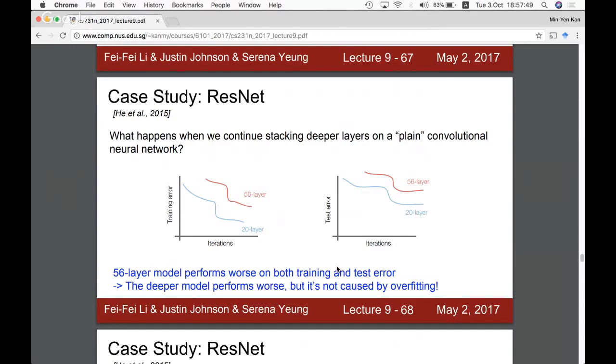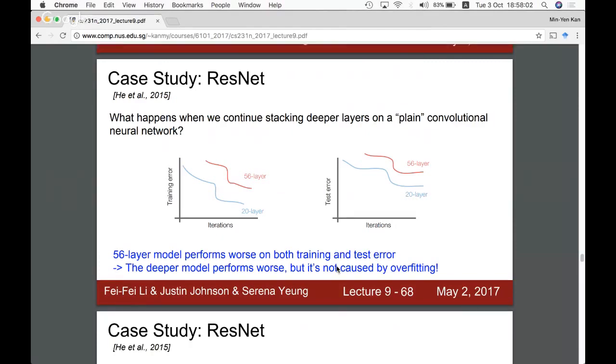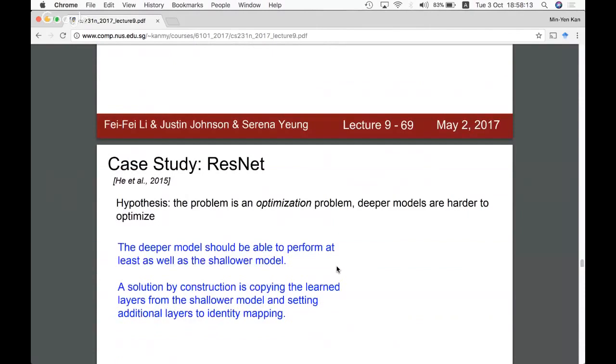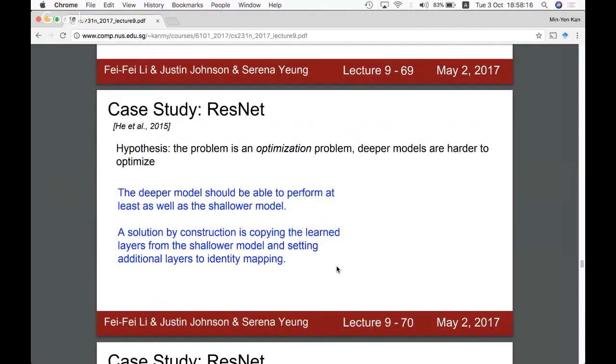That means every time it goes deeper and deeper, the backpropagation goes inside, and the weights at some point cannot change anymore. That is called vanishing gradient, and this is causing the problem. Then they come up with the hypothesis that the problem is an optimization problem, so the deeper model is very hard to optimize. To answer this, they said that the deeper model should perform at least the same as, or better than, the shallow model.